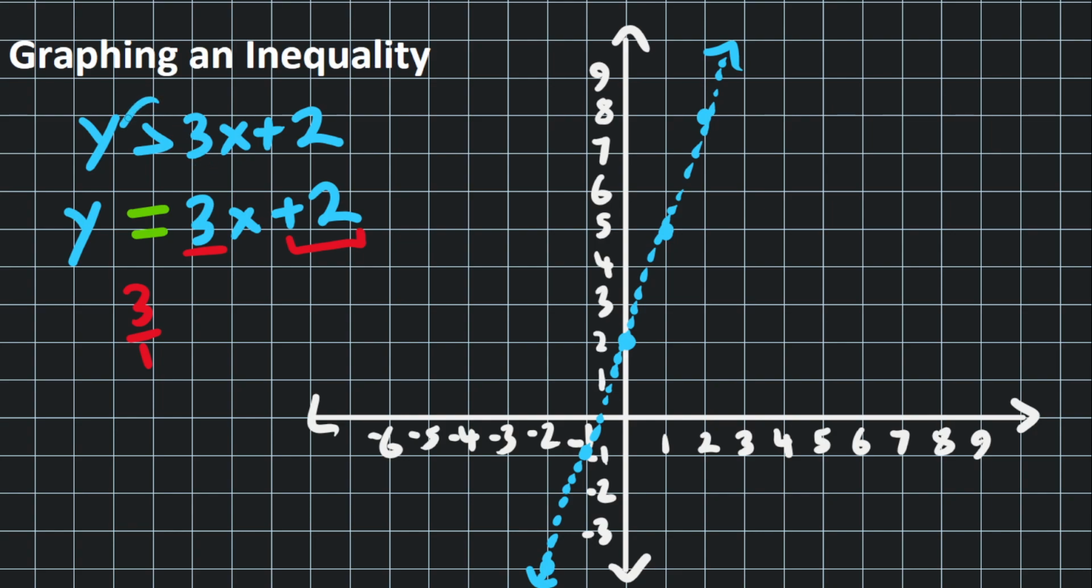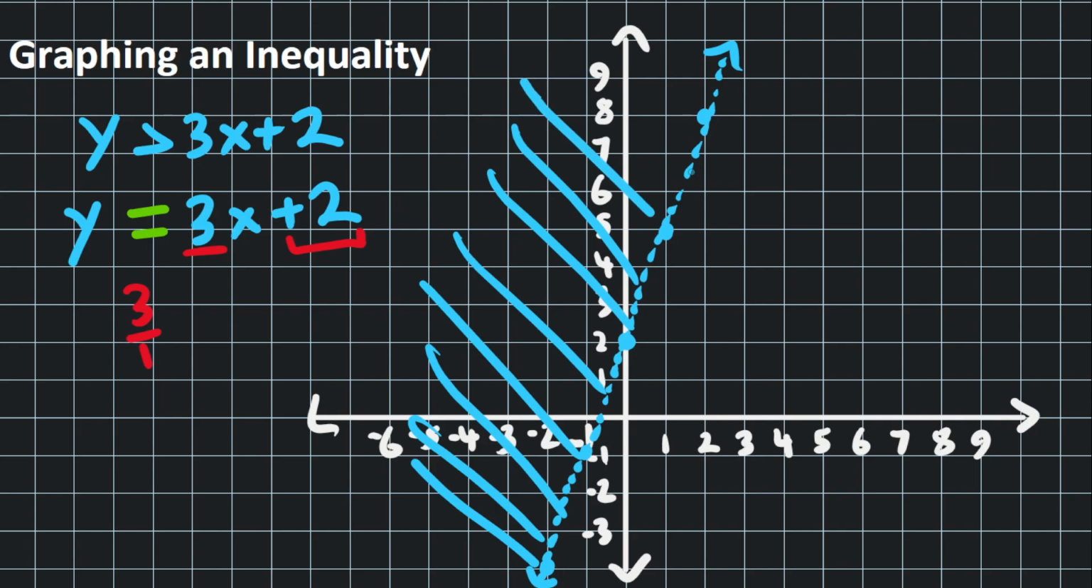Well, we have a y is greater than symbol right here. So which way is greater than? Is it up or down? When we have a greater than, we want to shade the region above the line, just like this. So we're shading this entire region. What this means is that our solution is greater than everything above this line, and not including this line, because this is a dotted line. But this is how you would graph y is greater than 3x plus 2.